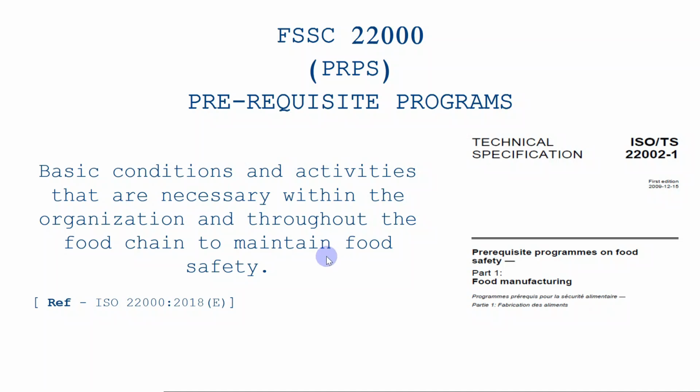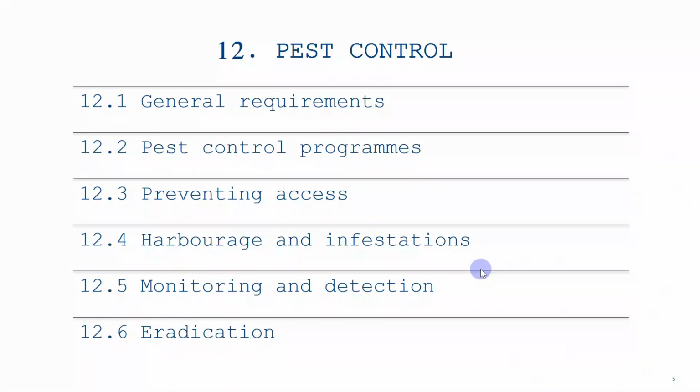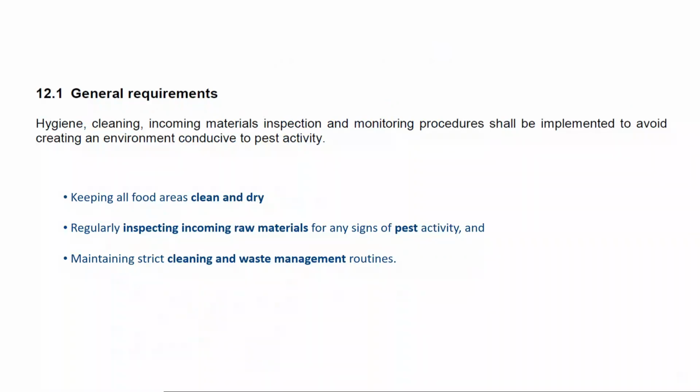Now let's move to our main topic, clause 12, pest control. In today's video, we will discuss six subclauses of pest control, which are general requirements, pest control program, preventive access, harborage and infestation, monitoring and detection, and last is eradication. So let's start with the first requirement, which is general requirements.